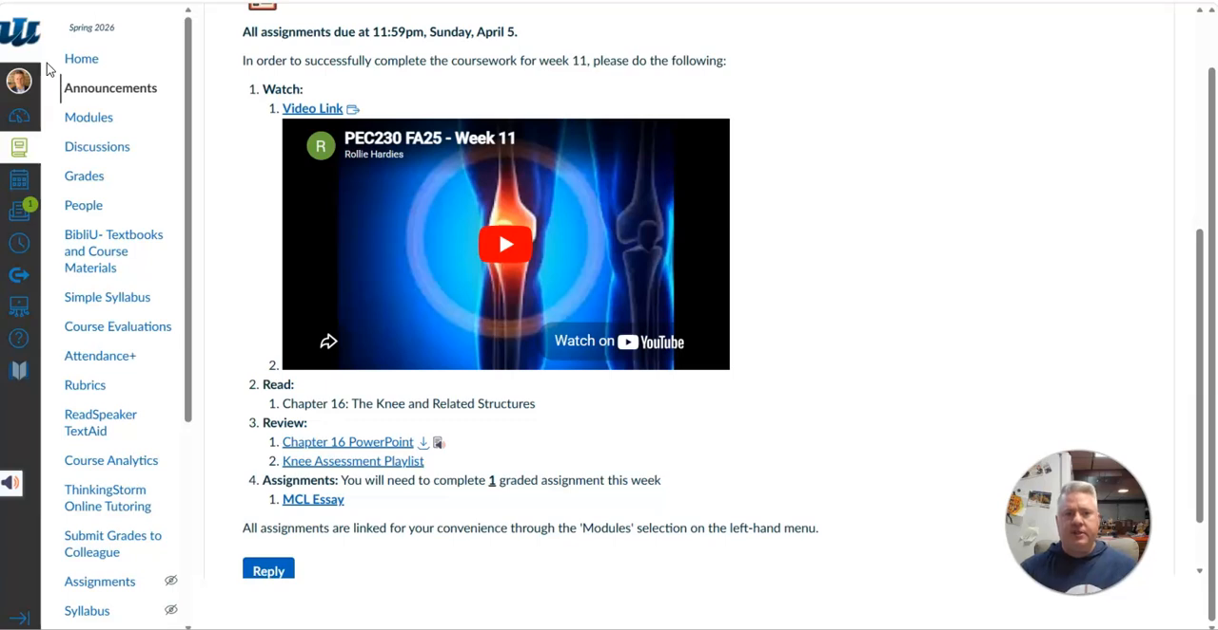So I introduced the assignment we're going to be doing to you 2 weeks ago in the announcement. Hopefully you saw that already, but I'll give a brief overview here again. Talking about the knee and related structures. This is a very commonly injured body part. If you're going to be working anywhere around a sports medicine environment, having a basic understanding of not only the anatomy, but common injuries to the knee and how to assess and treat those is really important information to have.